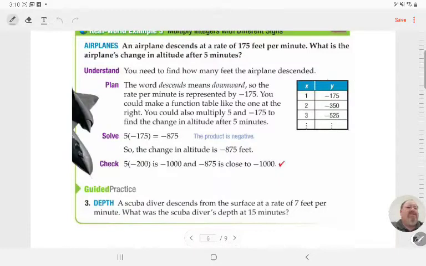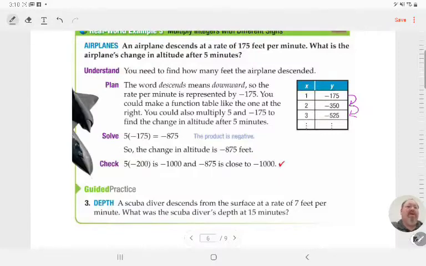And we can kind of look at a table, or we could make a table. And after 1 minute, it's a negative 175. So that means after 2 minutes, it would be negative 350. And after 3 minutes, it would be negative 525, because it's going down 175 each time.